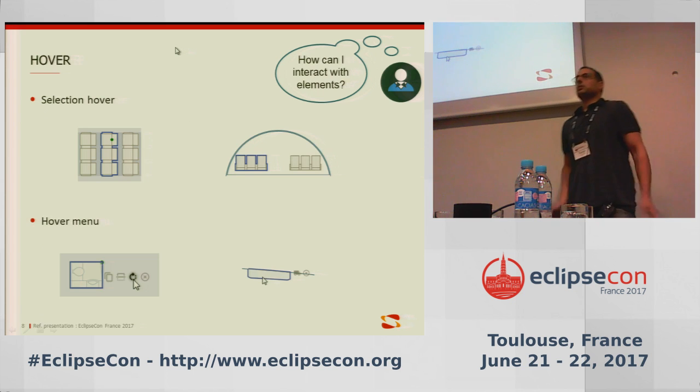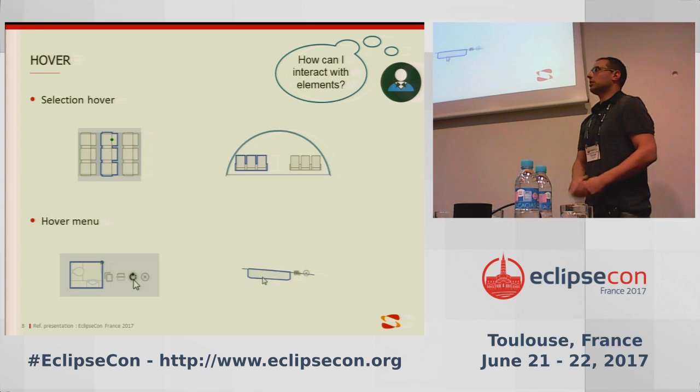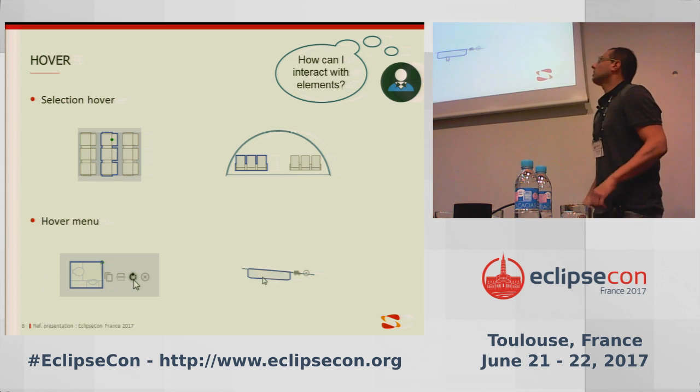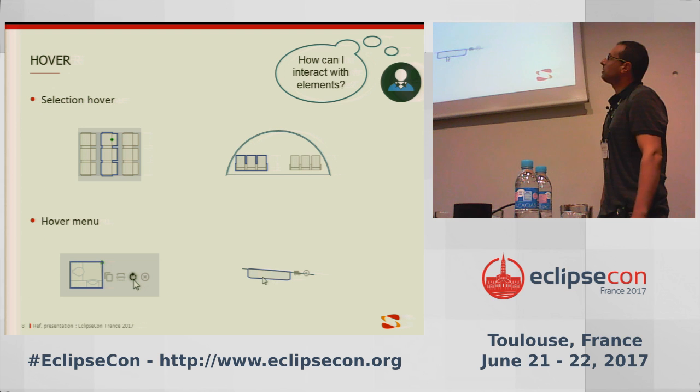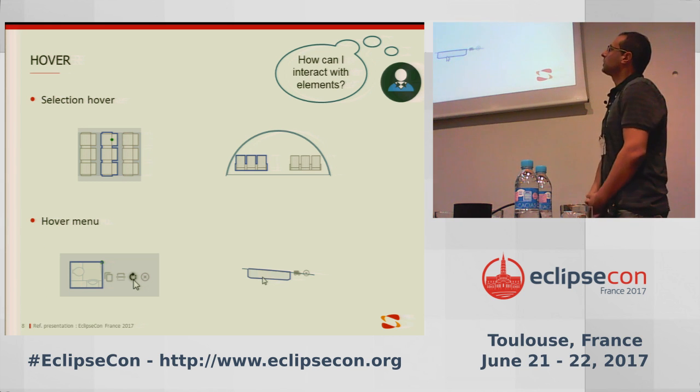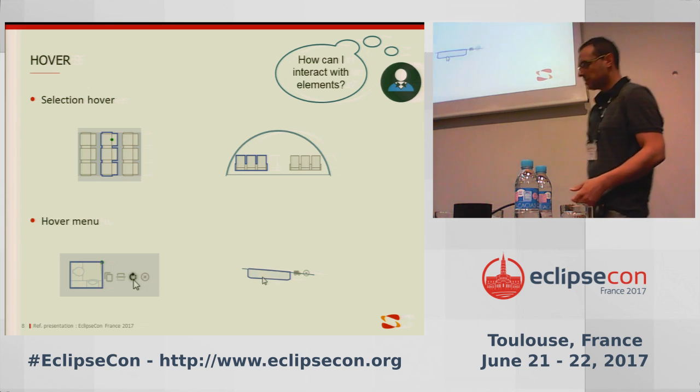You also have hovering above the drawing elements. On hover, we draw the contour of the element in blue at the top. We also provide a hover menu when the user has the mouse above an element. A menu is displayed at the right to allow the user to do some actions, like deleting the element, rotating it, or duplicating it.